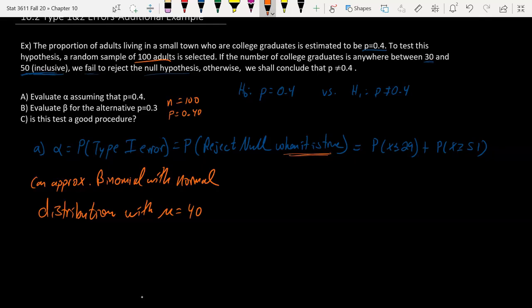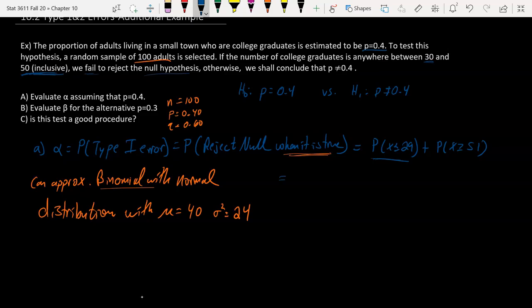And variance, sigma squared, npq, or np times 1 minus p, would be 100 times 0.4 times 0.6. That would be 24. All right. And again, this is a binomial random variable. This is discrete, so we need to employ the continuity correction. Let's not forget our continuity correction here. So let's see how we can do this.